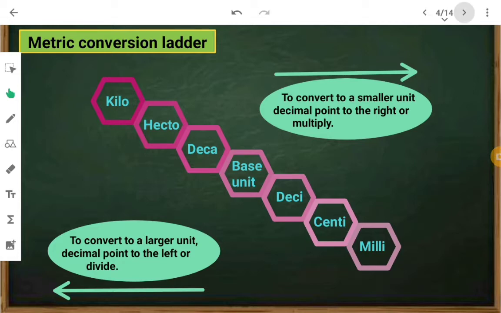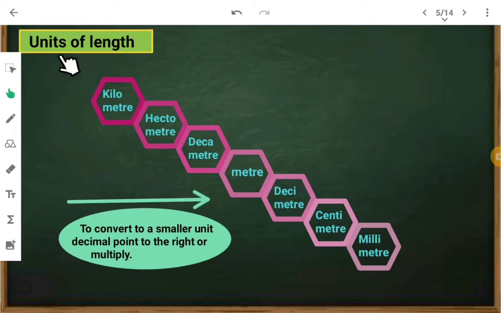And now we will see the units of length. In the middle, what do we have? We have a basic unit. For length, the basic unit is meter. And then decimeter, centimeter, millimeter. Above that meter, decameter, hectometer, kilometer. And this one is in the larger place, right?